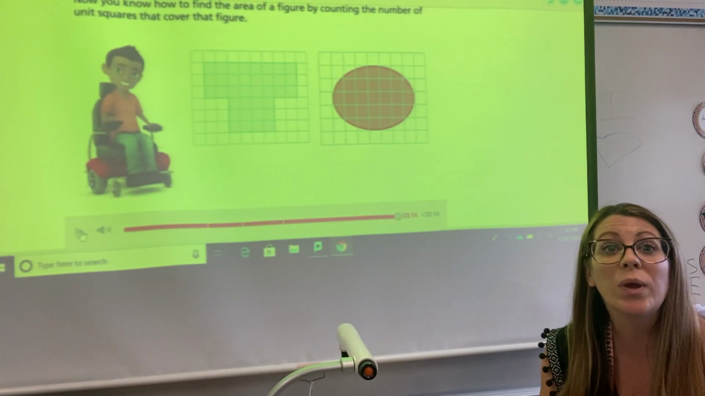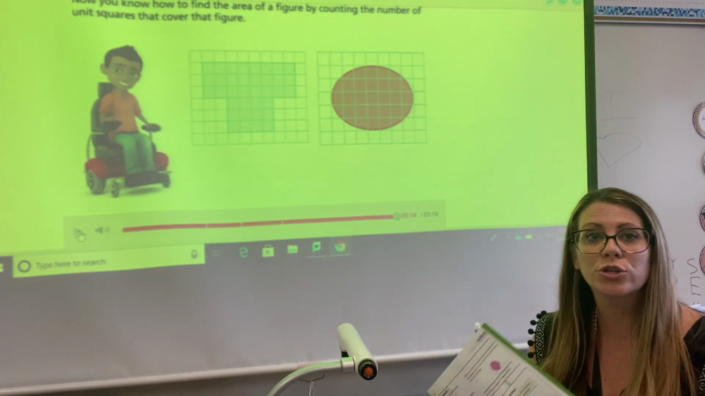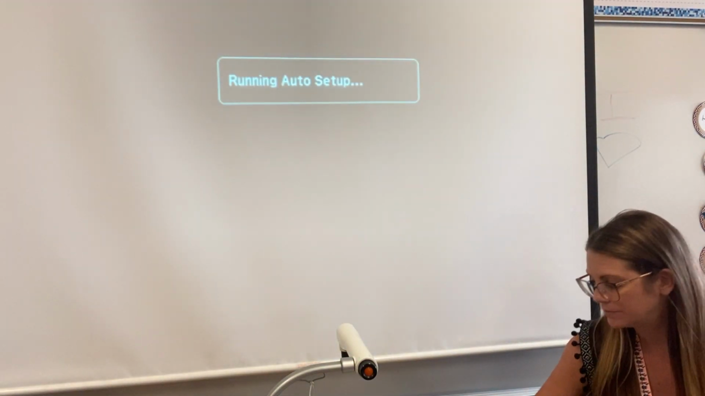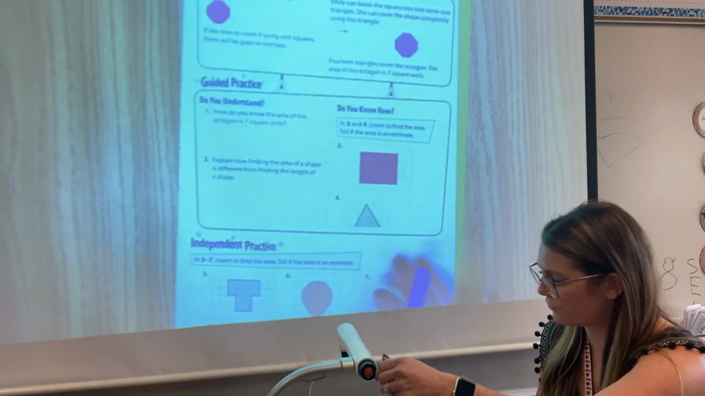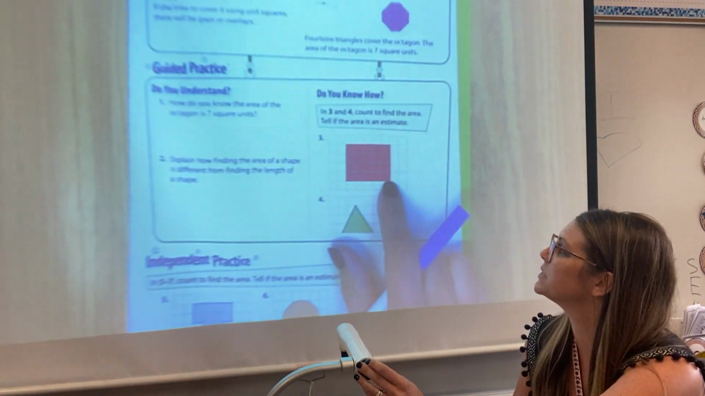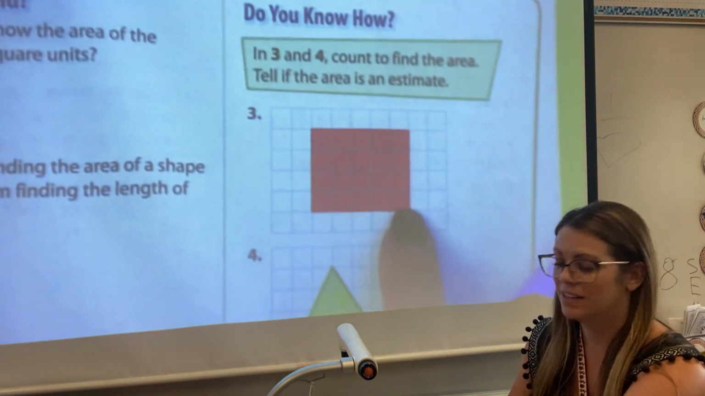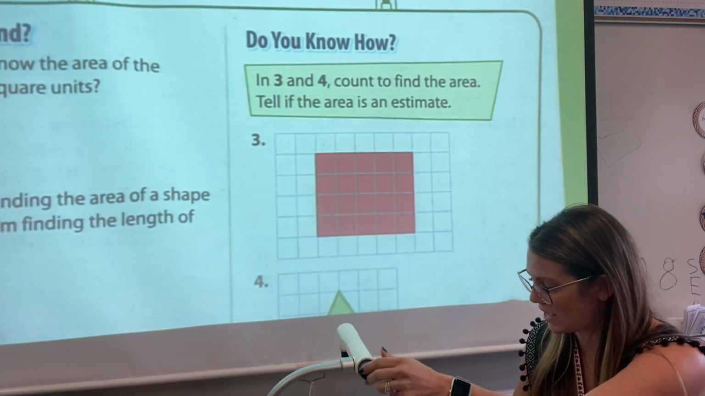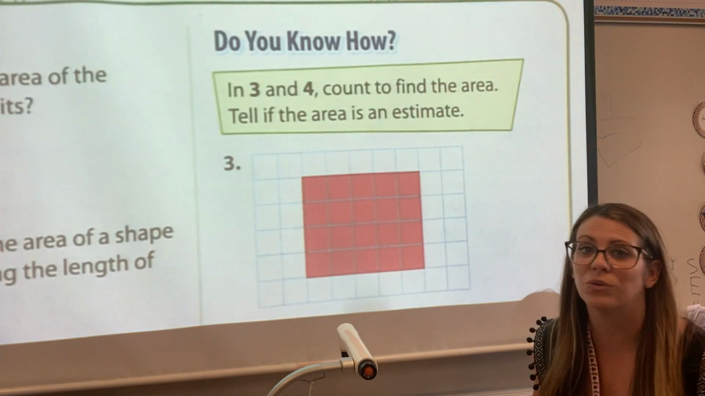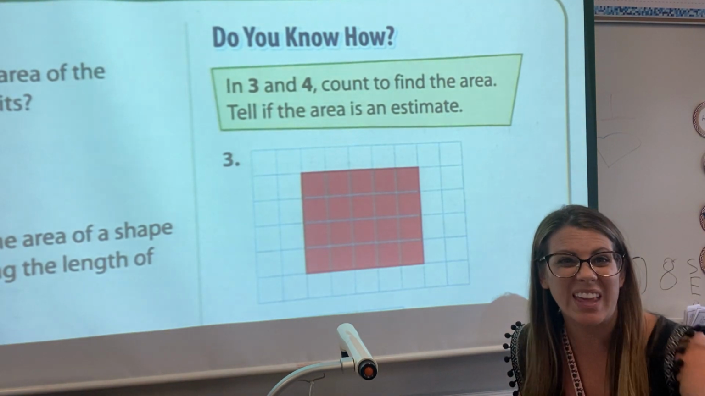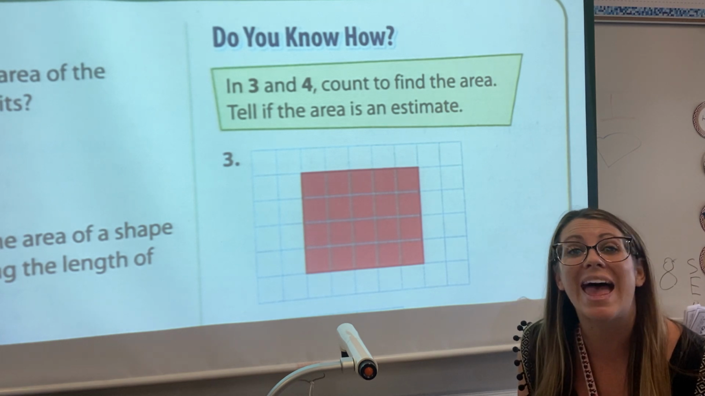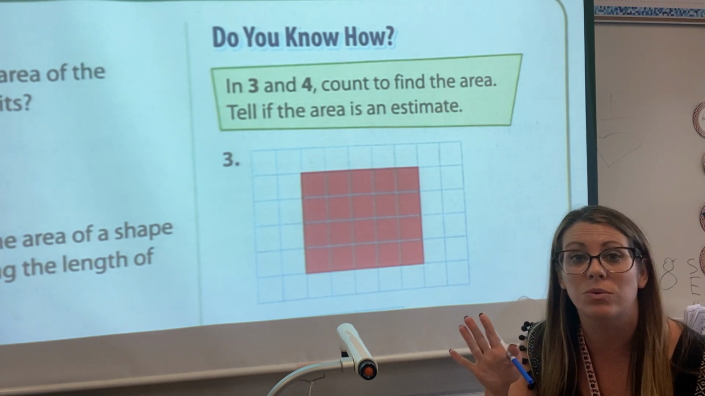All right, so we are going to turn to page 211 in our topic 1 math book. So there's going to be 2 different kinds of shapes. There's going to be the shapes that we love, where we can already see the unit squares and they're full unit squares. But then remember in the video how they had that circle and there were some that were just little pieces? That's when we're going to have to estimate or get an about number.